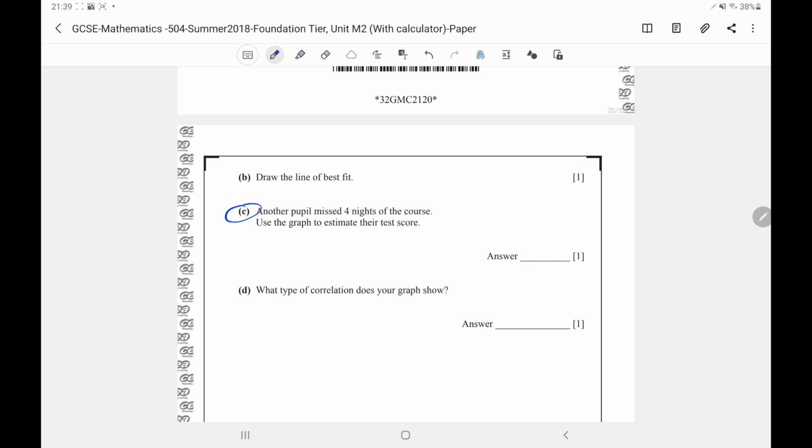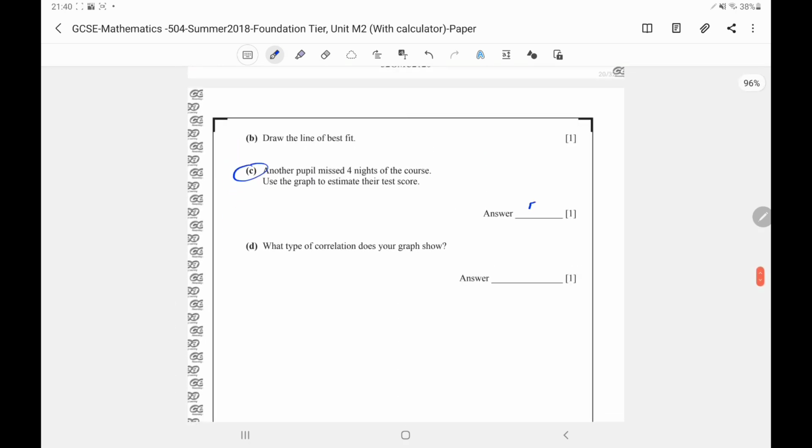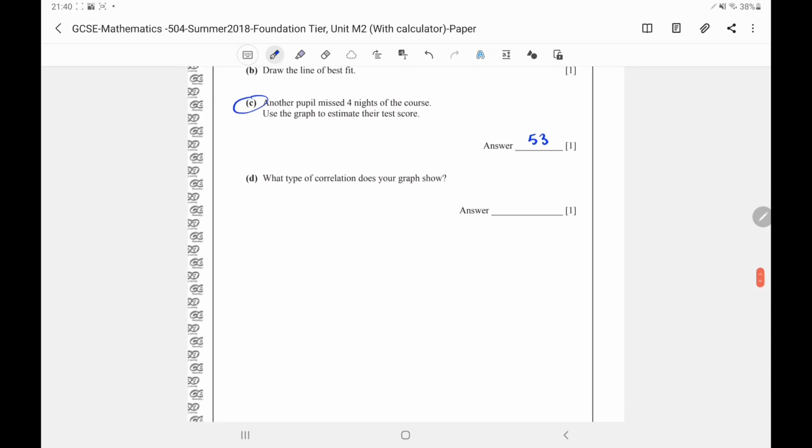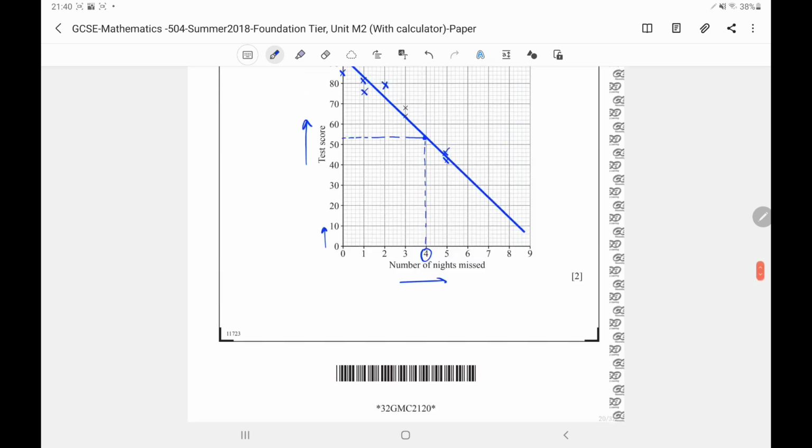Another person missed 4 nights of the course. Use the graph to estimate their score. So from 4 nights, you're going to read up with a ruler until you get to the line, and then you read across. Now for my graph, roughly, it looks about 50, 53. The mark scheme will not give a number, but it'll say that you've read your graph correctly. What type of correlation does your graph show?